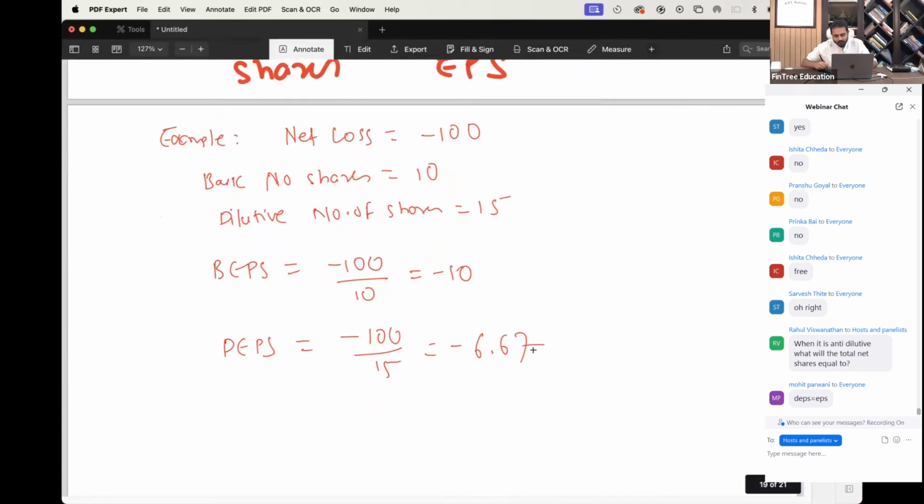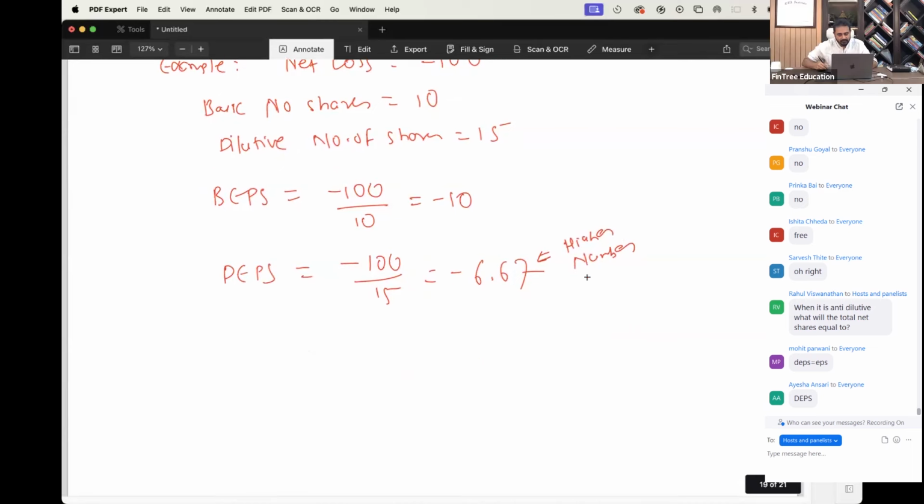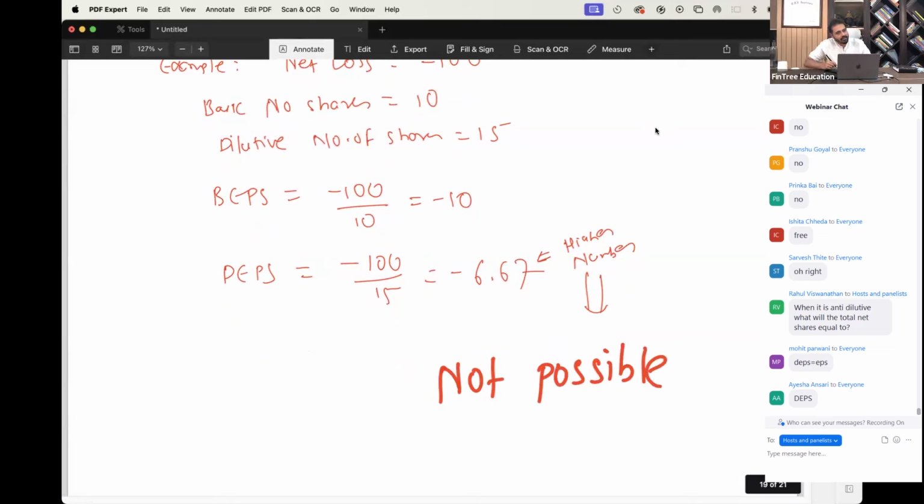Which number is higher of the two? This is the higher number. And if it's a higher number, then this is not possible. Why is it not possible? Because it's breaching the very definition of what diluted EPS is. What is the definition of diluted EPS? Lesser than basic EPS, but negative 6.67 is more than basic EPS. Therefore, this is not allowed. Therefore, this will not work. Therefore, in loss-making companies, you don't even do this calculation.